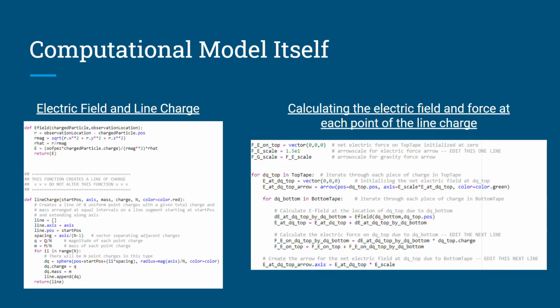Now, this is the computational model itself. The first part of this model, in the image to the left, defines the electric field and defines the tape as a single line charge. And then, the image to your right calculates the electric field and force at each point of the line charge. The code iterates through each point on the top tape and calculates the electric field and force caused by each point on the bottom tape. And then superimposes this and sums up all the charges.